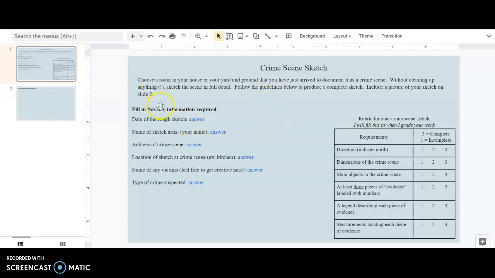So first things first, you need to document some information about the sketch. What date did you do it on? Who is the artist? That's you. The address of the crime scene, and then where are you at that address? So are you in the kitchen? Is this a bedroom, etc.? Backyard, front yard. Were there any victims? Include their names if so. And what is the type of crime that you're investigating?